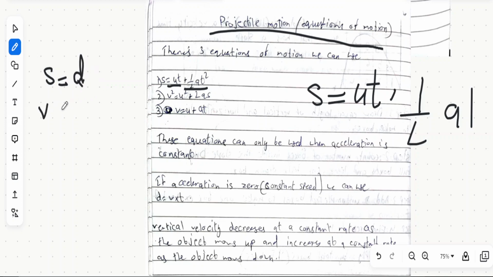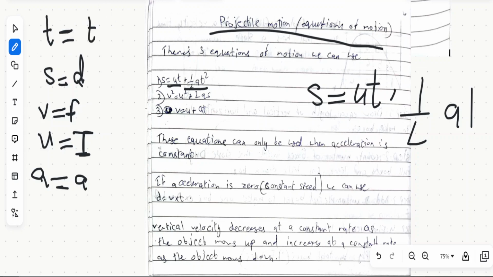V is my final velocity, not speed. U is my initial velocity. And A is my acceleration. Pretty simple, right? And finally, T is obviously my time.